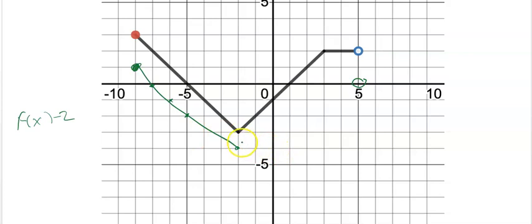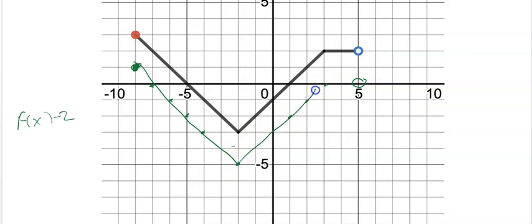Oh, I see a mistake. I only made that a 1. I only made that go down 1. Let's try that again. So that goes down 2, this goes down 2, this goes down 2. There we go. It should be the same shape as the original function. It should be a line. And then here I'm down 2. There I'm down 2. And there I'm down 2.